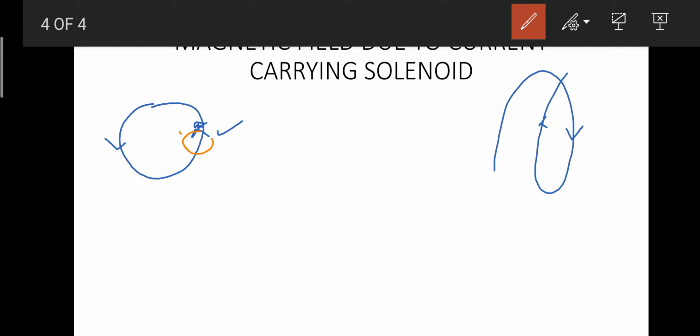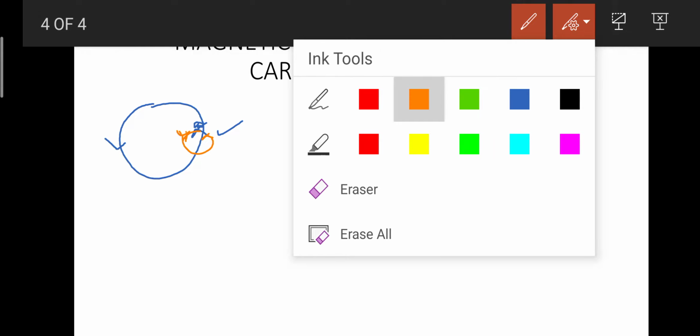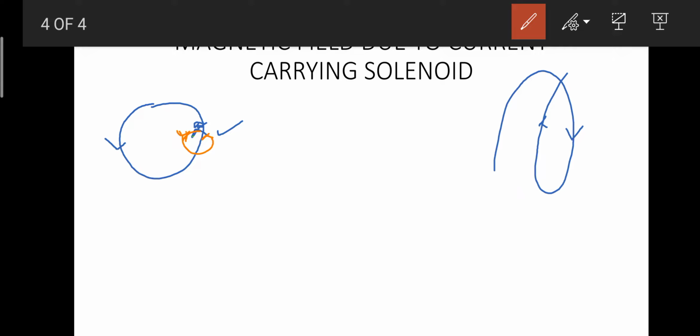How would I draw that? I'm writing it like this. I'm talking about inside the loop. So inside the loop, at this particular point, in this region, the value of B would definitely be out of the page, out of the screen, or towards you.